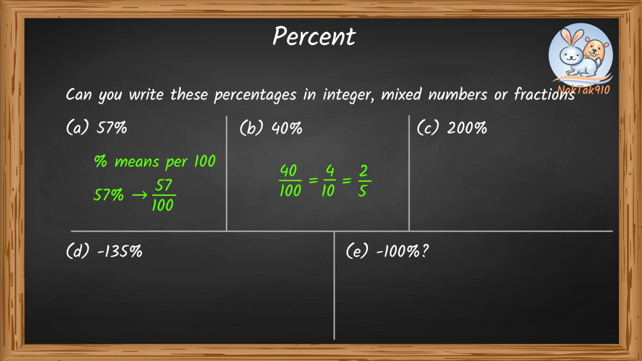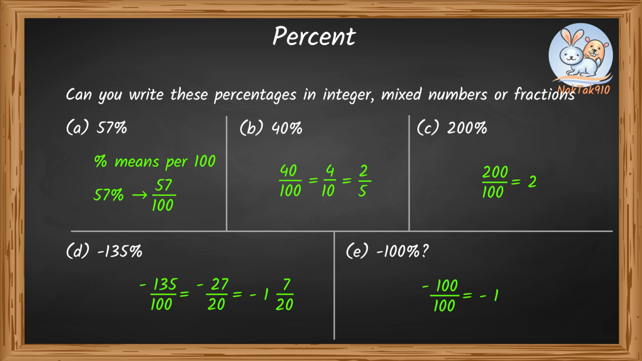Yes, I'll try. 200% will be 200 by 100 equals 2, which is the integer. Negative 135% will be negative 135 by 100 equals negative 27 by 20. This will be a mixed number as negative 1 and 7 by 20. Negative 100% will be negative 100 by 100, which is negative 1.